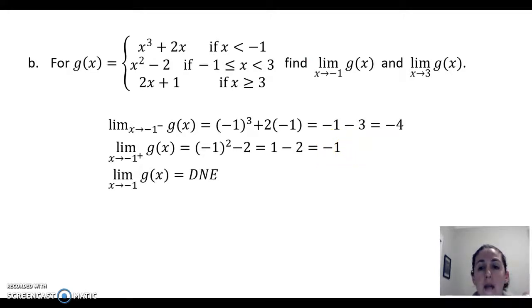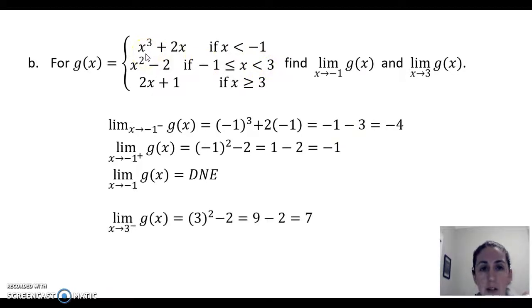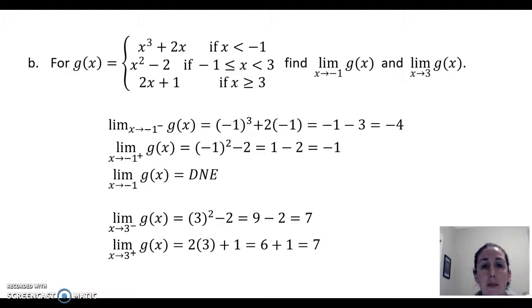Now let's look at the limit as x approaches 3. If we're going to take the lower limit, that's for values just a little bit less than 3, we're going to use this middle piece right here, and I'll do direct substitution. If I want to take the upper limit as x approaches 3, that's for values just a little bit bigger than 3, I'll use that bottom piece and try direct substitution. Now notice the limit from the left and the limit from the right are the same. That means the limit itself does exist and it's equal to 7.